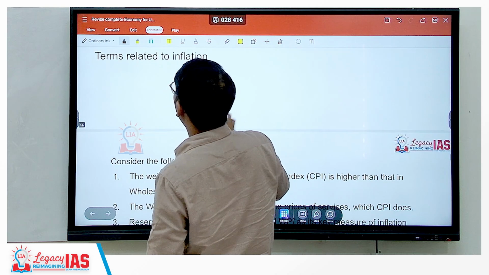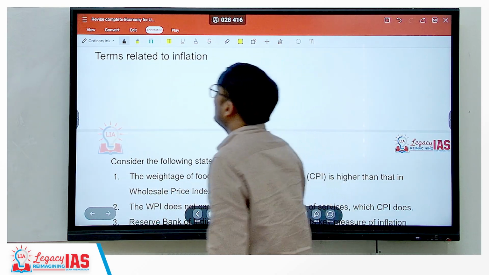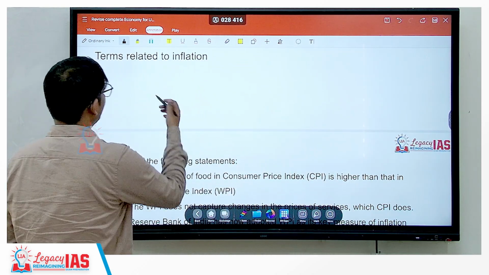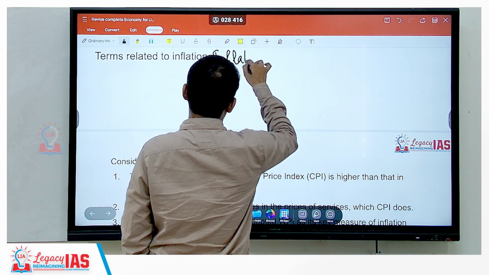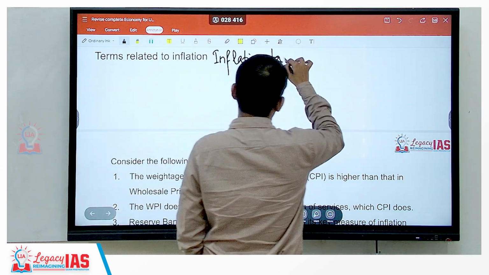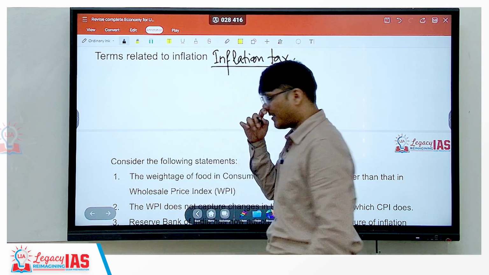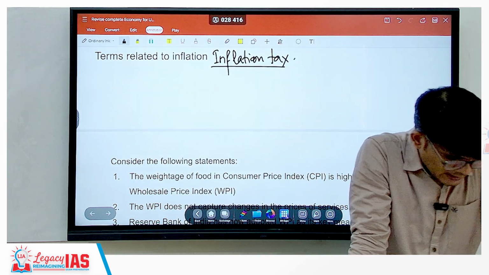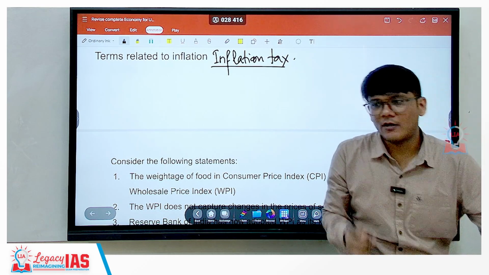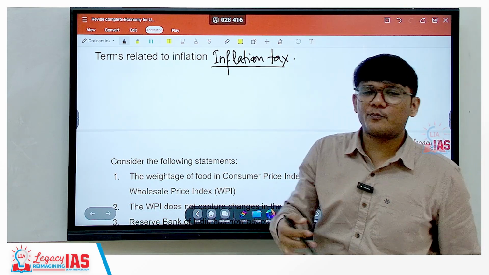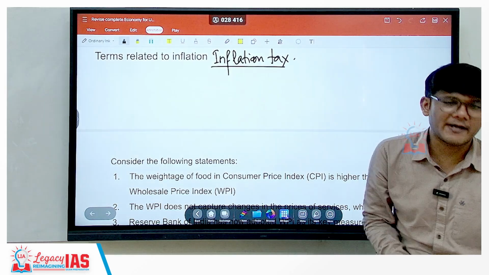Now let's look at the terms related to inflation. So terms related to inflation can be inflation tax. What is inflation tax? Let's say you have 100 rupees saved with you. You kept your 100 rupees like that. Now the inflation is 10%. So now to buy the same thing which was 100 rupees previously, now you would require to give 110 rupees.